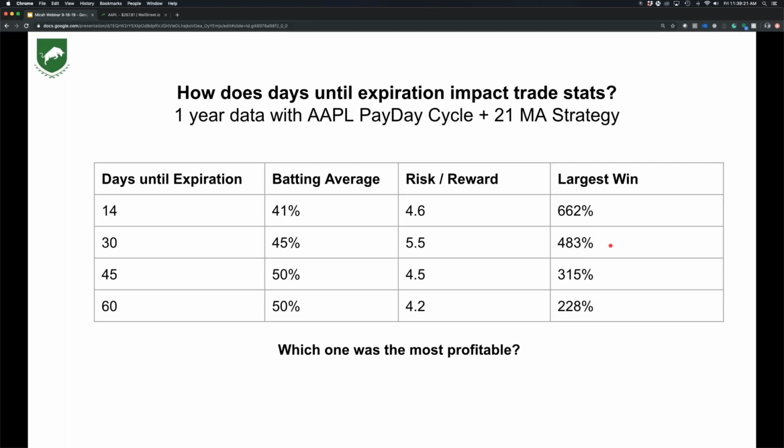So guess which one was the most profitable one over time? Can everybody guess? What do you think?